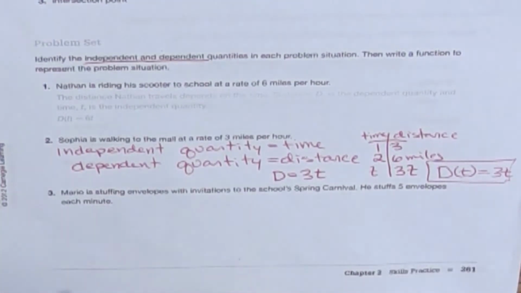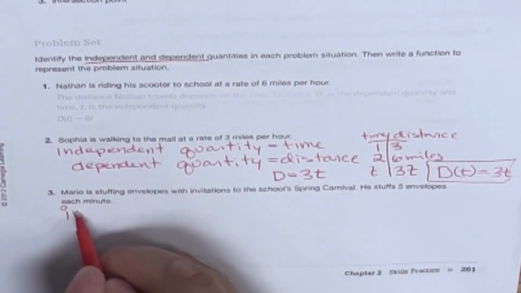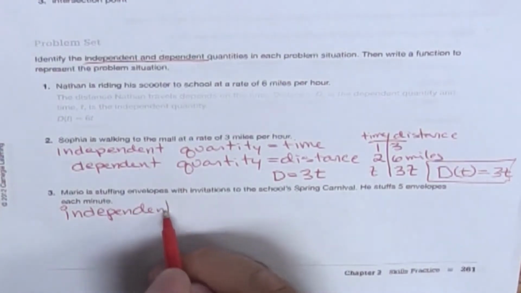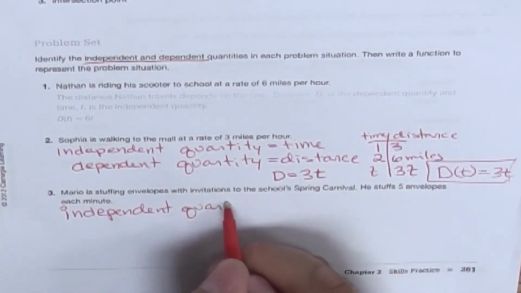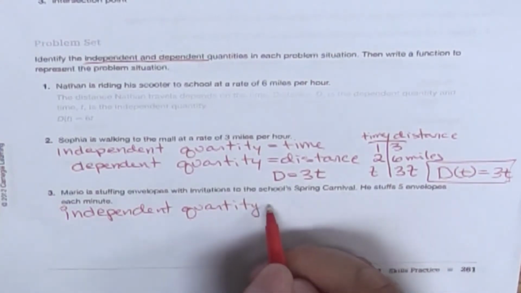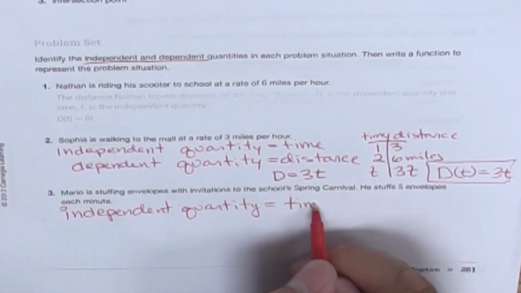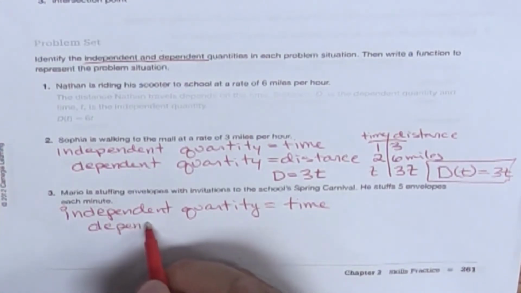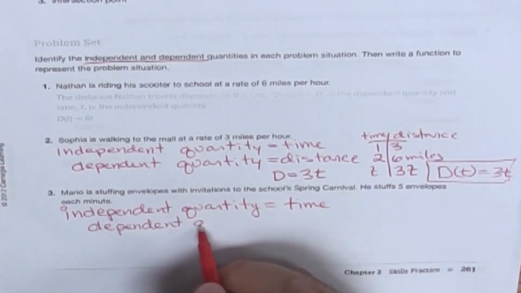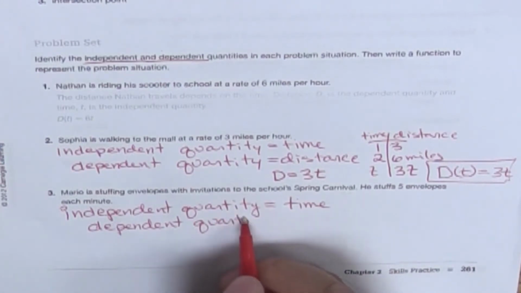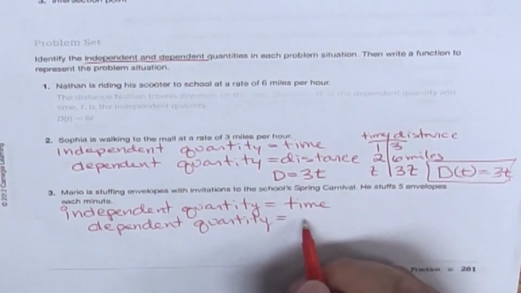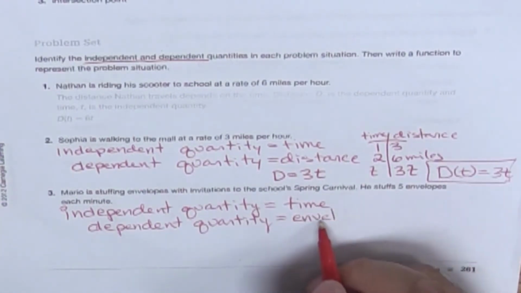What's the independent quantity? It's time again. So I'm going to write independent quantity. It's time. I know that if Mario is stuffing envelopes for 1 minute, he's going to have 5 envelopes stuffed. So the thing that relies on time is the number of envelopes that he's done. So the dependent quantity, because it relies on time, that's what dependency means, is going to be the number of envelopes stuffed.